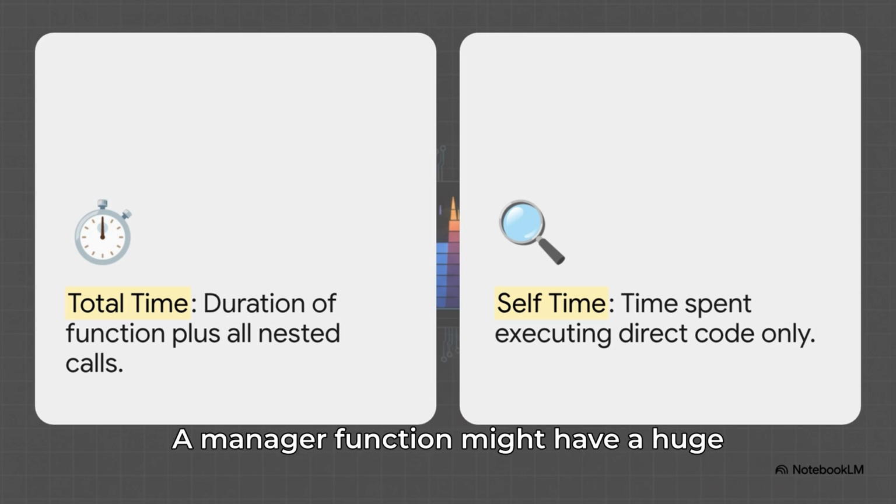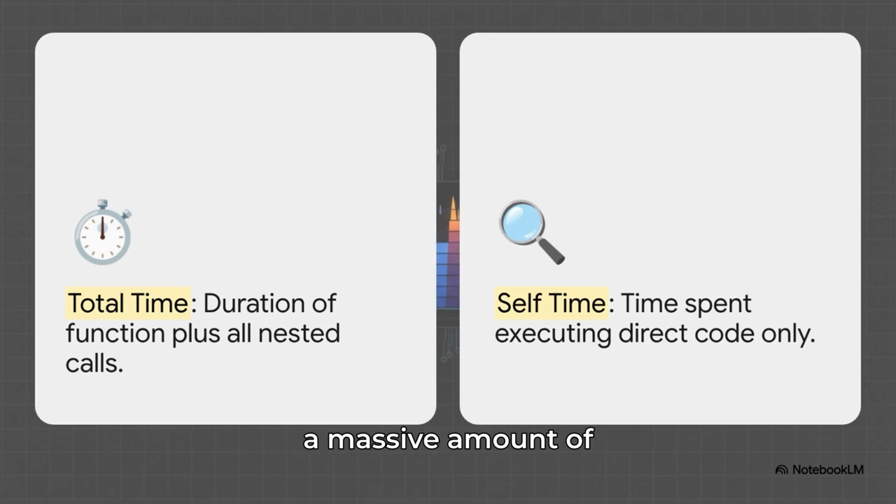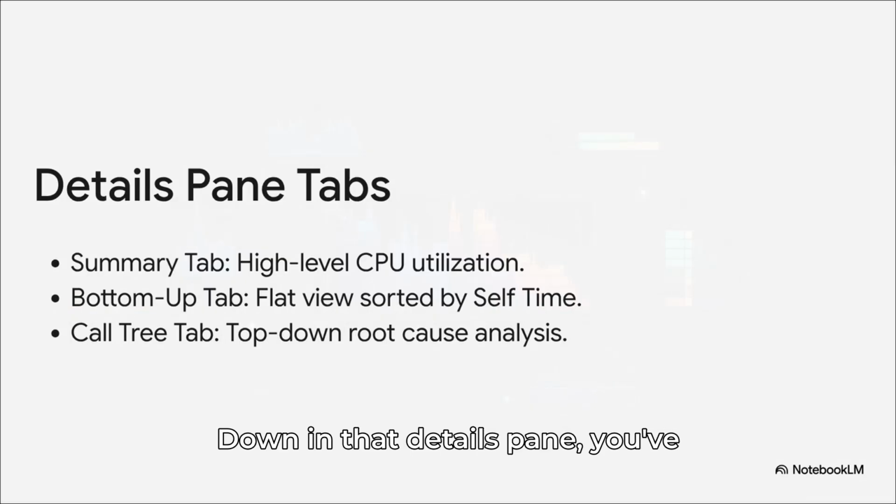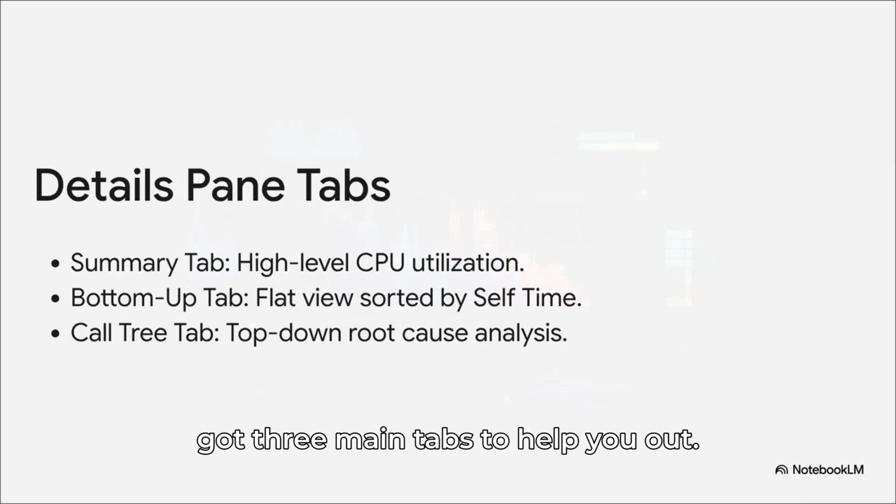A manager function might have a huge total time because they delegated a massive amount of work to their team. But their self-time is actually tiny because, well, they didn't do the heavy lifting themselves. We are hunting for the workers actually doing the grinding. We want to find the functions with incredibly high self-time. Down in that details pane, you've got 3 main tabs to help you out.